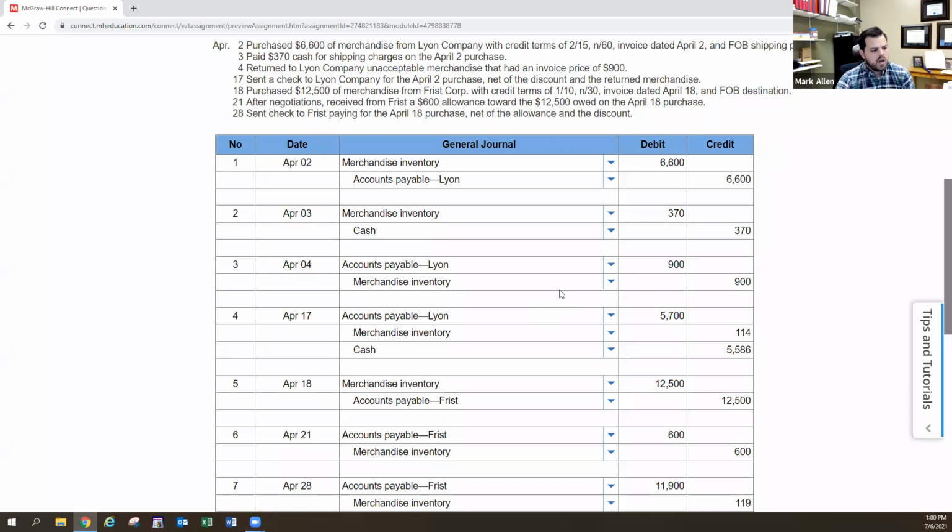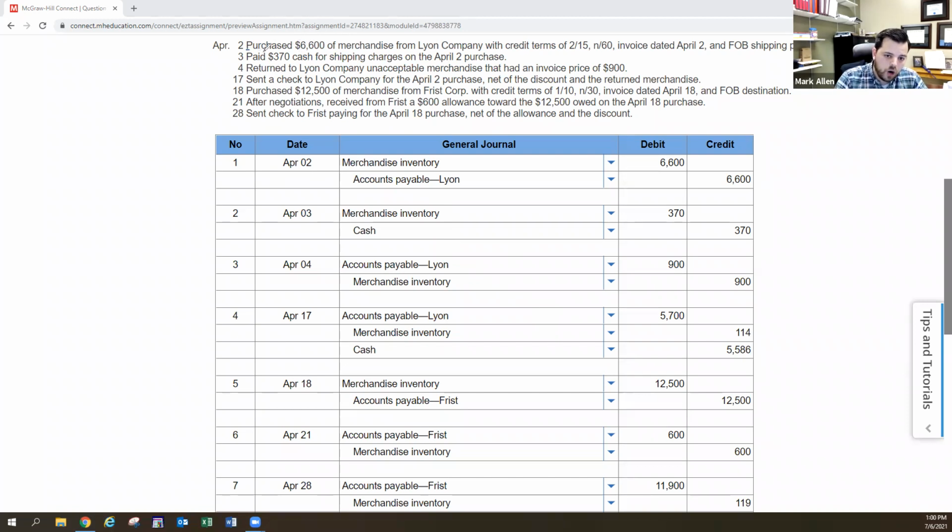Some of these are a little bit repetitive from what we've seen earlier, so I may skim through those a little bit quickly. This video is starting to get fairly long, but I will point out anything that's different, anything that we haven't talked about before. So in this case, on April the 2nd, we purchased, right?